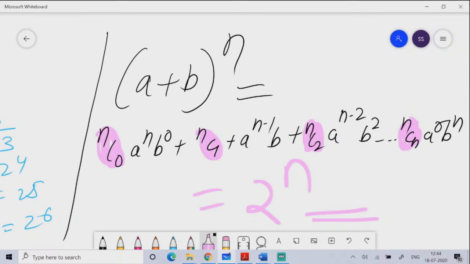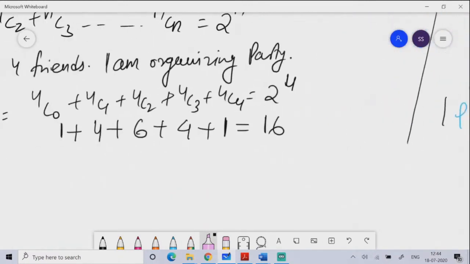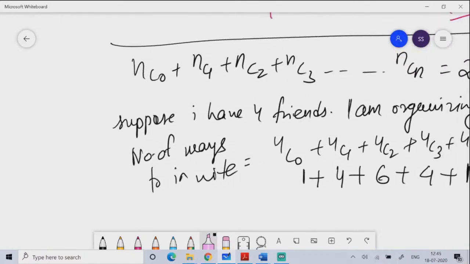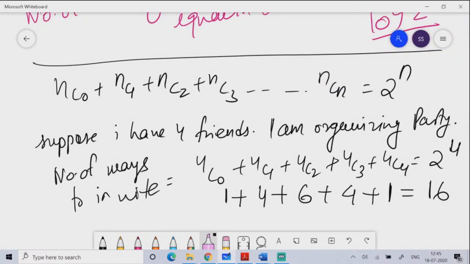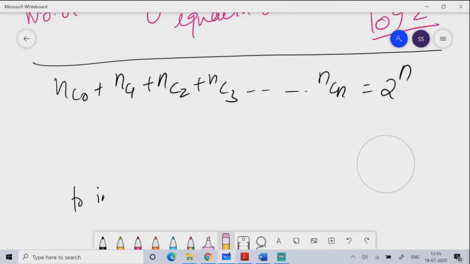Yeah, so this is what we use everywhere. If I ask you what is (a + b) to the power 5, or any expansion, you can do it by using this logic. This is the application of nCr. This is very important.